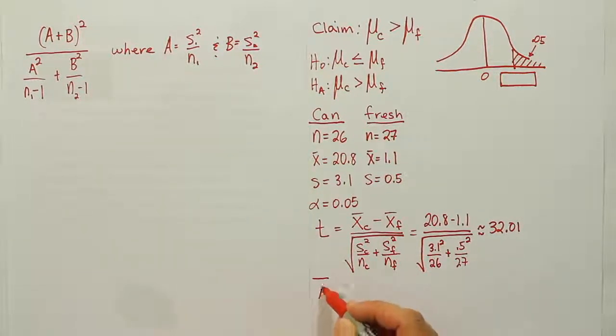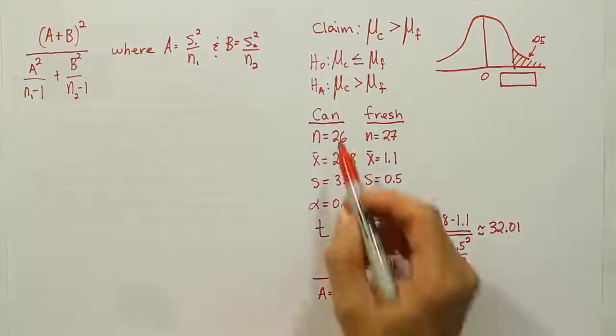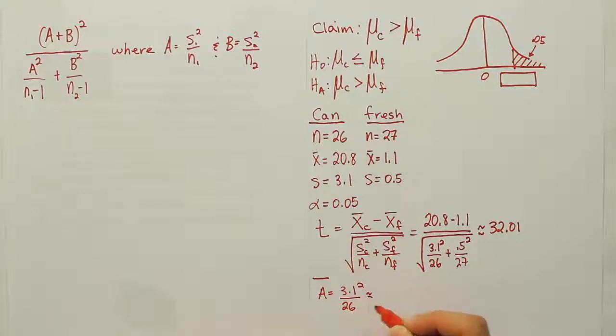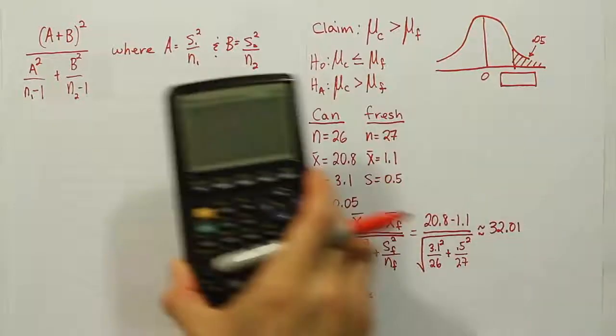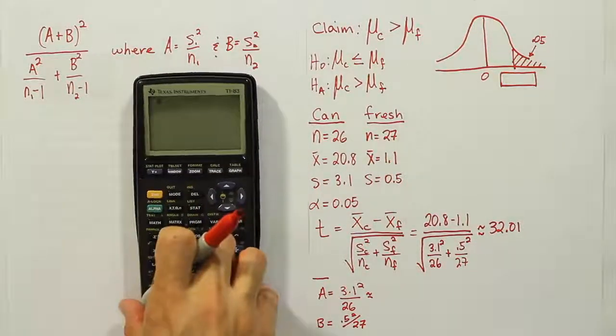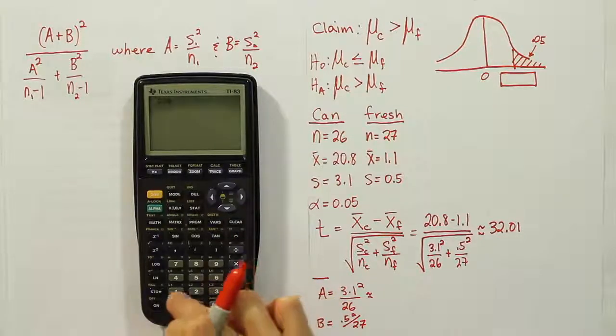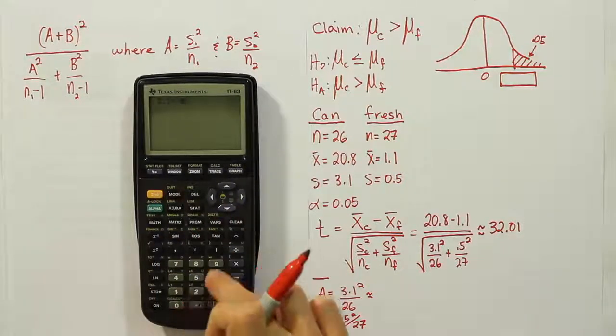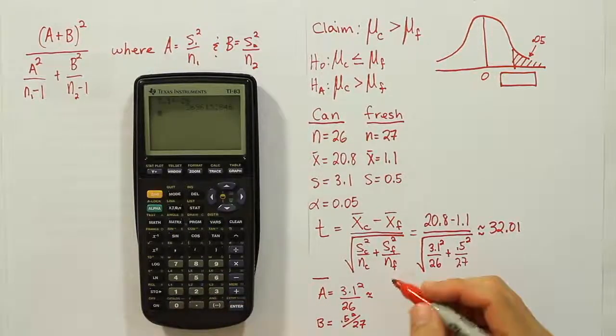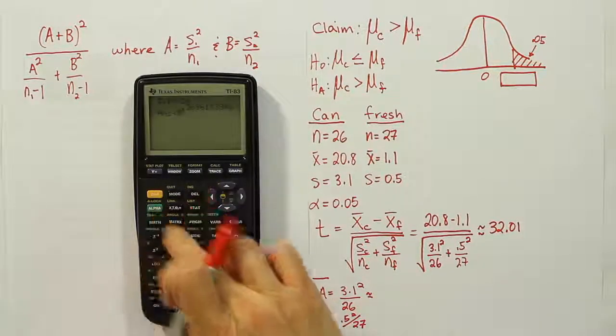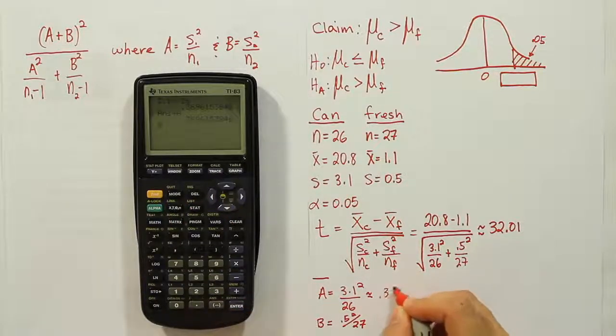So what would the A be? The A would be 3.1 squared divided by the sample size of 26. Let's do the same for the B: the B will be 0.5 squared divided by 27. Let's work those out as decimals. 3.1 squared divided by 26 gives a long decimal answer, which I'll store in my calculator as the variable A. So you get 0.3696, and so on.